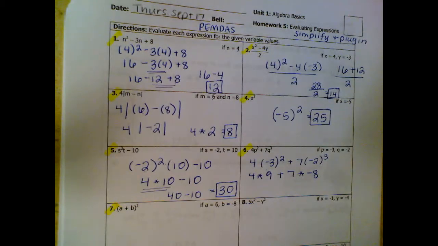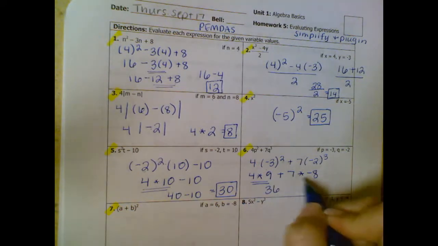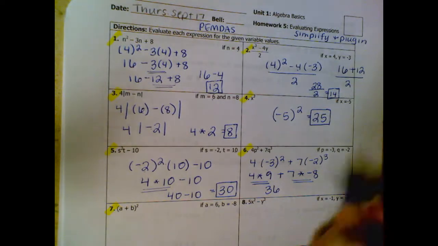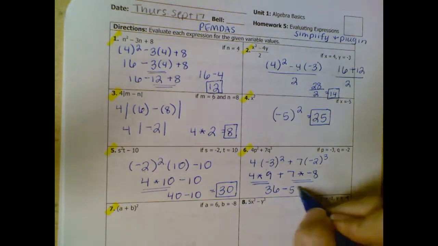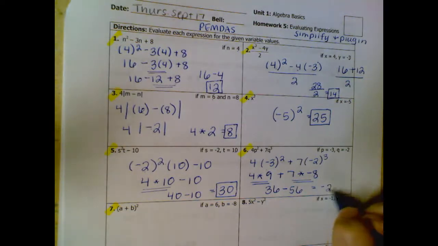Order of operations tells me to do multiplication first. So I do 4 times 9 to give me 36. Multiplication again, 7 times negative 8 to get negative 56. 36 minus 56 gives me negative 20.